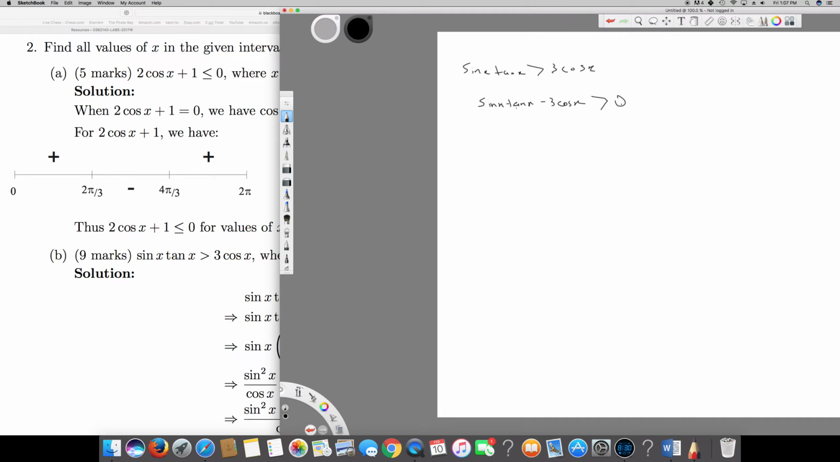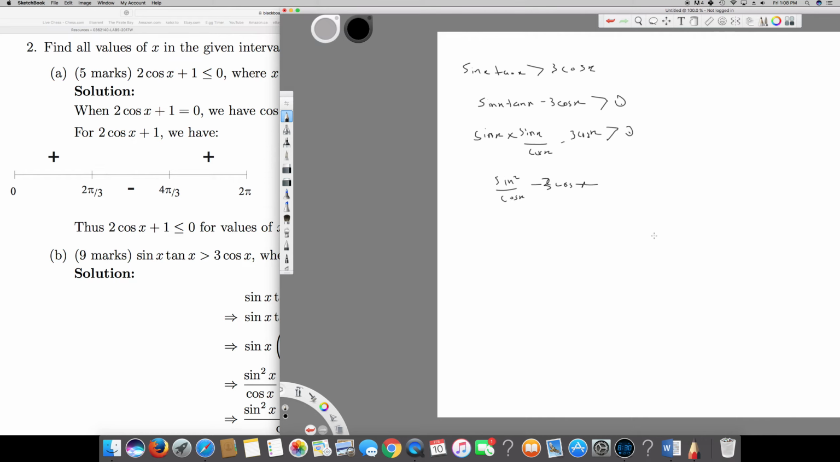So sin x here and tan x, since these are in different variables, I have to at least try to bring them into the same variable. So here is sin x tan x, so I can write tan x as sin x over cos x. So sin x times sin x over cos x minus 3 cos x is greater than 0. So now I can simply multiply: sin x times sin x is sin square x over cos x, minus 3 cos x.